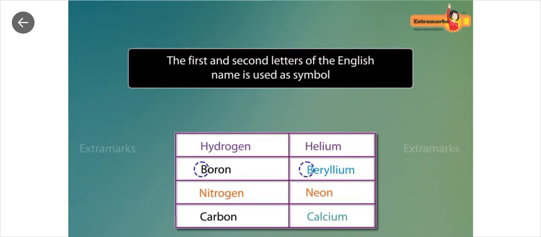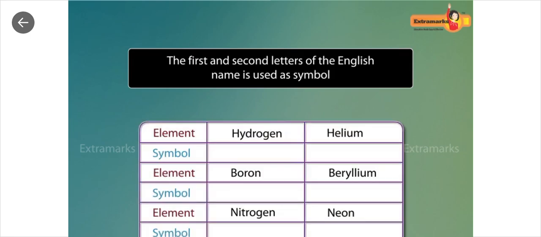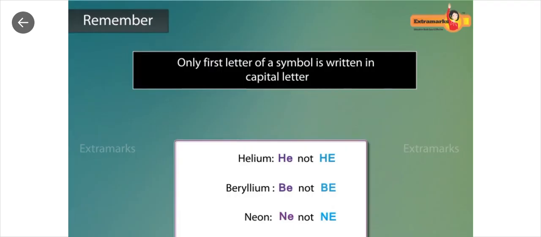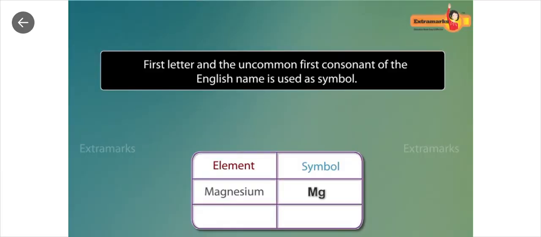Look at these pairs of elements now. They have the same initial letter. Therefore, to avoid confusion, Berzelius used the first and second letters of their English name to represent their symbol. The first letter of a symbol is always written in capital letter, and the second letter in small letter. However, if the first two letters of the element's name are the same as that of another element, then the symbol consists of the first letter and the first consonant of the English name that they do not have in common.